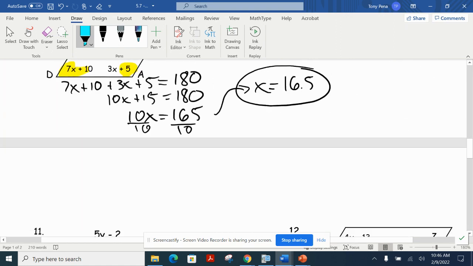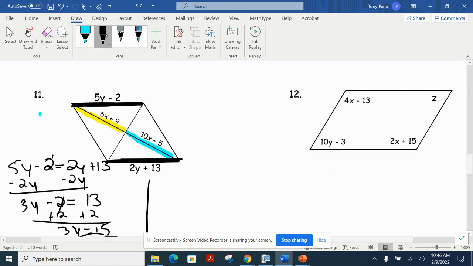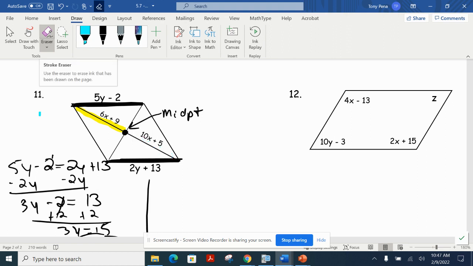So when we look at this here, this point, if both of these are getting bisected, this is again a midpoint for both of those diagonals. And if that is a midpoint, that means if this has a length of 20, doesn't this guy also have a length of 20? All right. So those also are congruent. So this 6x plus 9 has to be equivalent to the 10x plus 5. So it looks similar to the previous ones, where you're just going to set those equal to each other.